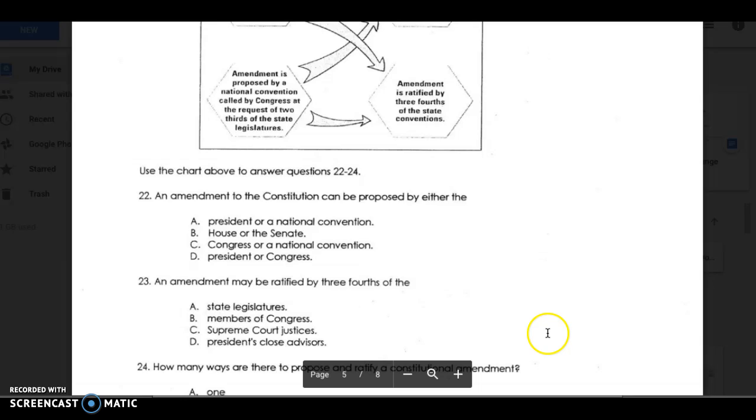Number 23. An amendment may be ratified by 3/4 of the A. State legislatures. B. Members of Congress. C. Supreme Court justices. Or D. President's close advisors.